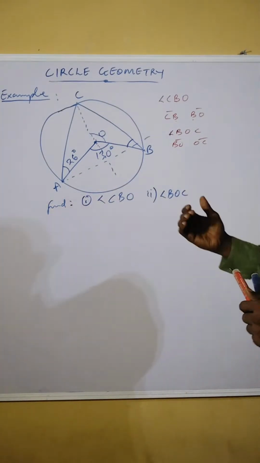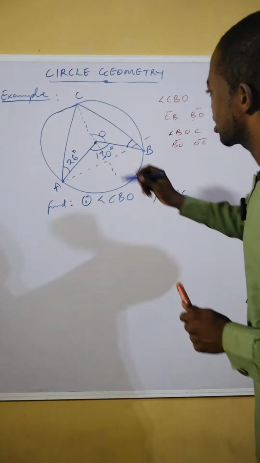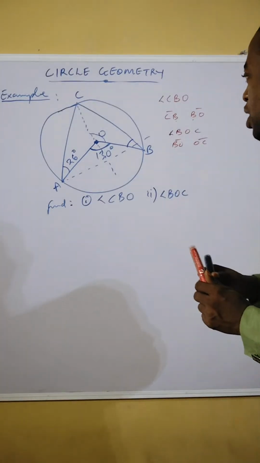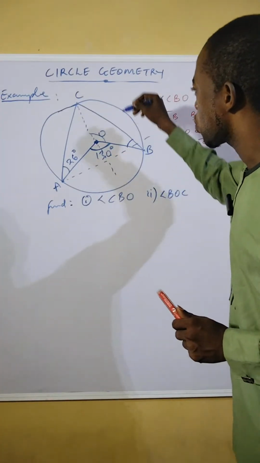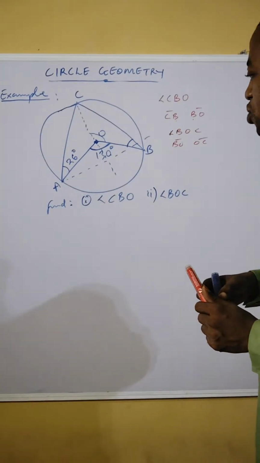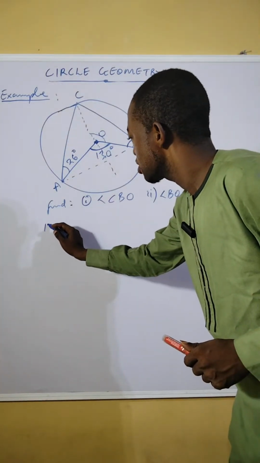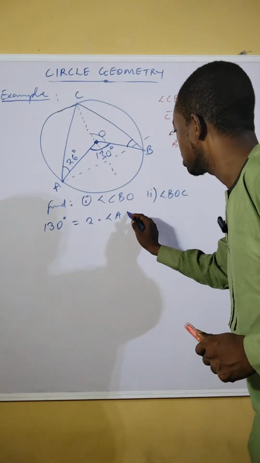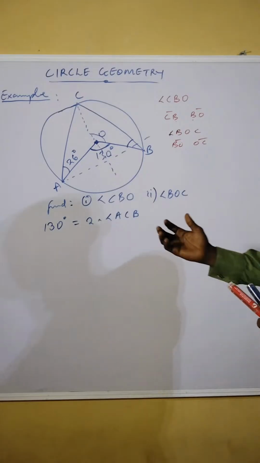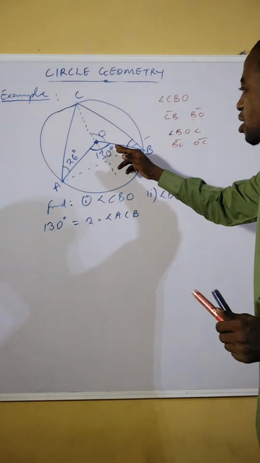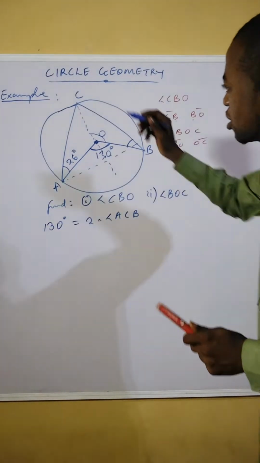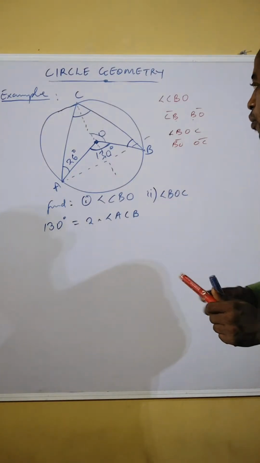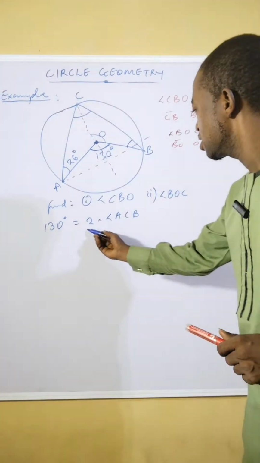Now, the first thing that will come to our mind is that if this is the center of the circle, from theorem 1 that we have, the angle at the center is twice the angle at the circumference. So now we can say that 130 degrees is equal to 2 times angle ACB. That's what we proved from the first theorem, that the angle at the center is twice the angle at the circumference, and the angle at the circumference here is angle ACB. So now that is what we have. Okay, now let's get ACB by dividing this side by 2.